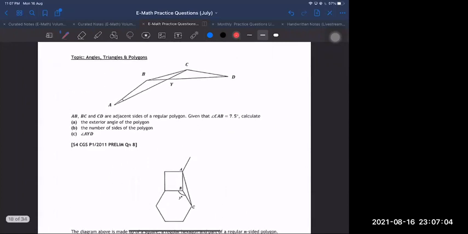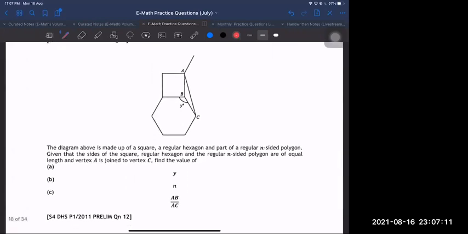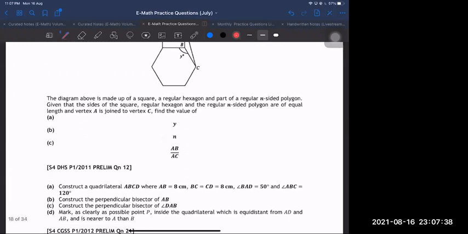The one I want to touch is this question here, the Dorman High School question. I want to go through this because I think this question is pretty good. Question 1. The diagram above is made out of a square and a regular hexagon and part of a regular n-sided polygon. Given that the sides of the square, regular hexagon, and regular n-sided polygon are equal in length, and the vertex A joins to vertex C, find the values of y, n, and AB over AC.